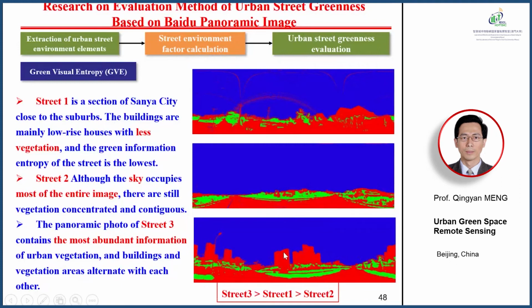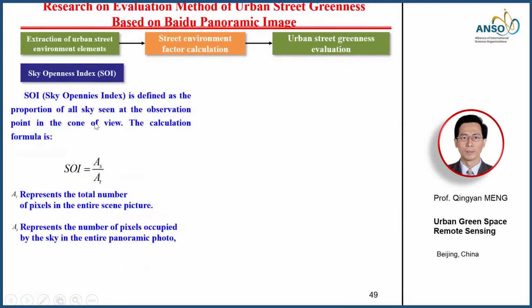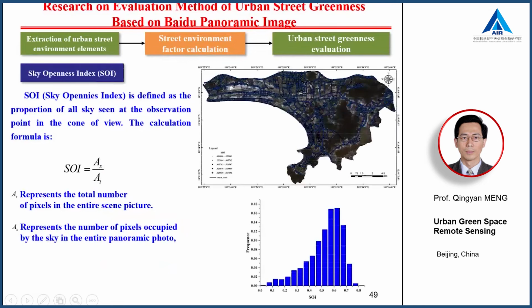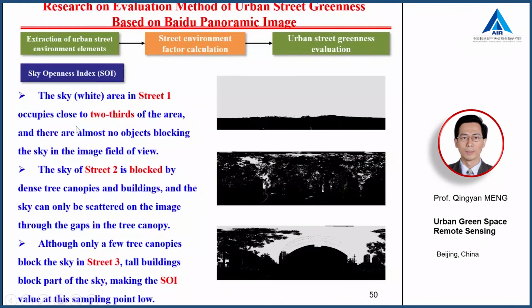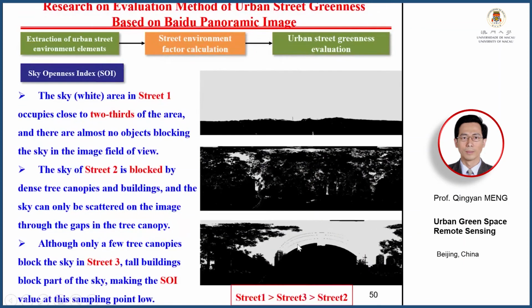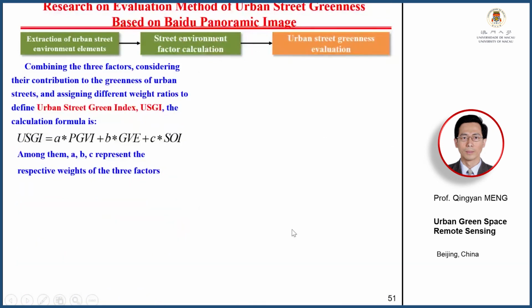This is the result. And we also use the sky openness index, defined as the proportion of all sky seen from the observation point in the field of view, and the calculation equation is like this, and this is the result. We can compare the different streets and get the results, which one is better.